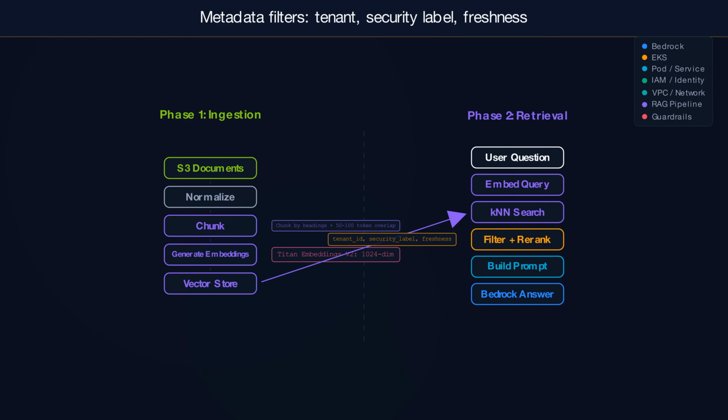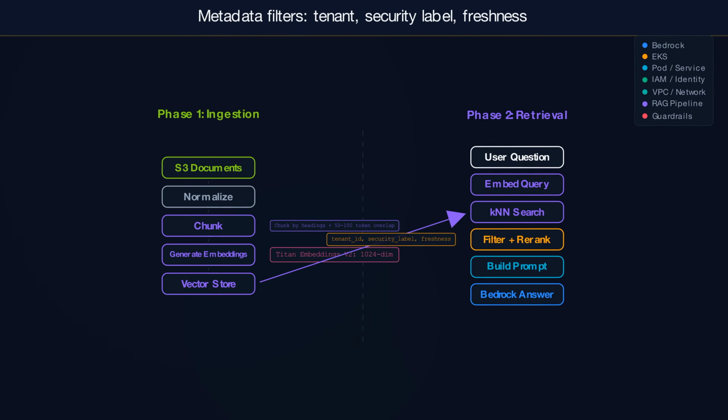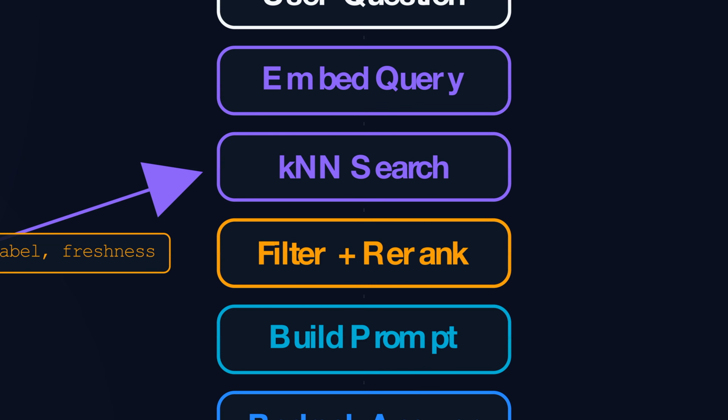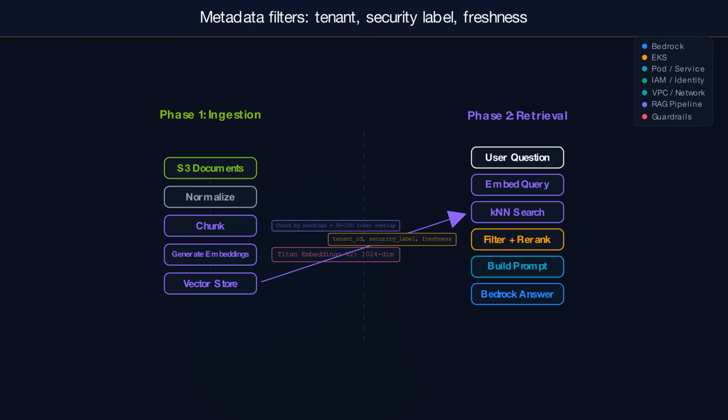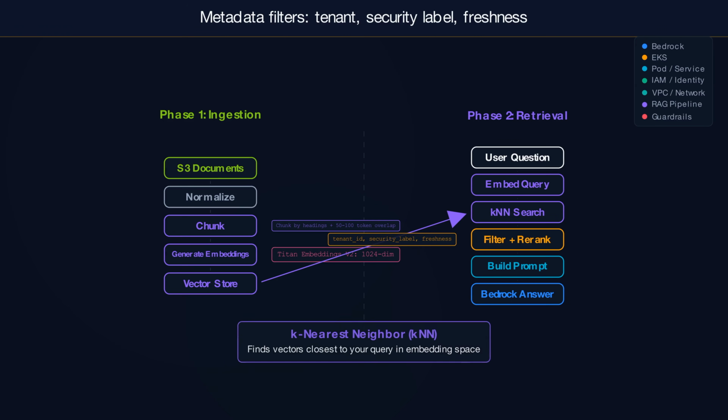Now, at retrieval time, a user asks a question. Your query service generates an embedding for the question, runs a k-nearest neighbor search against the vector index, retrieves the top 5 to 10 relevant chunks, applies metadata filters, tenant ID, security label, freshness, and optionally re-ranks the results. The filtered chunks become the context window for the foundation model.